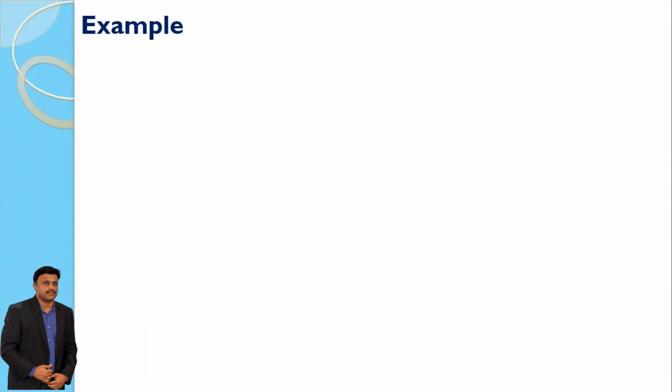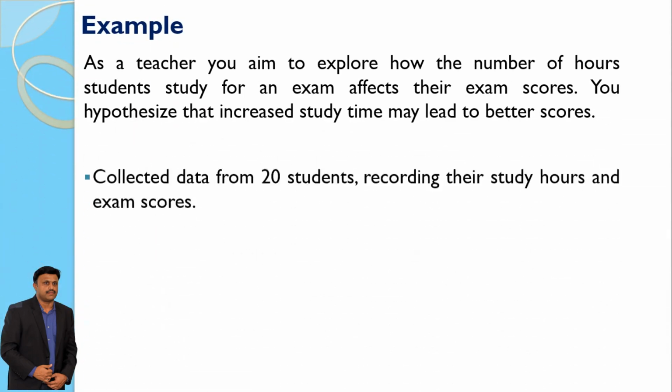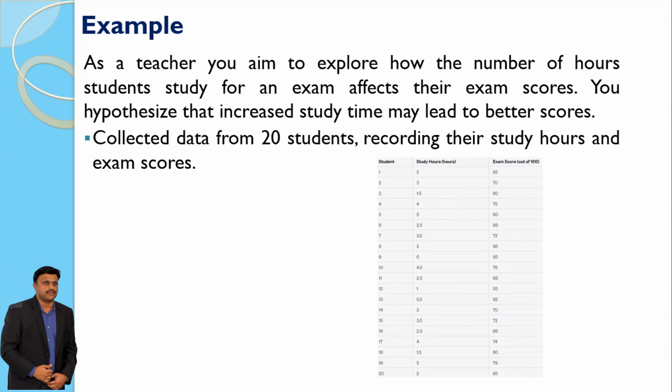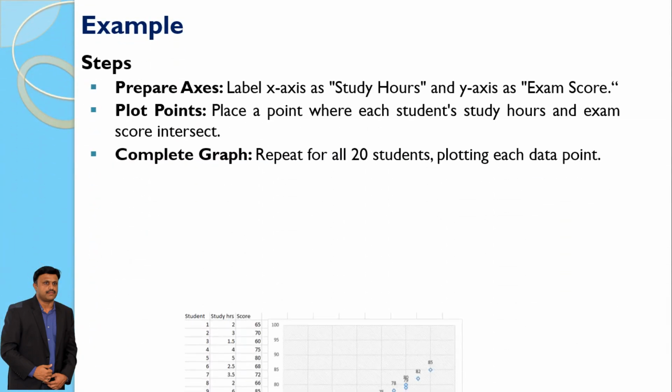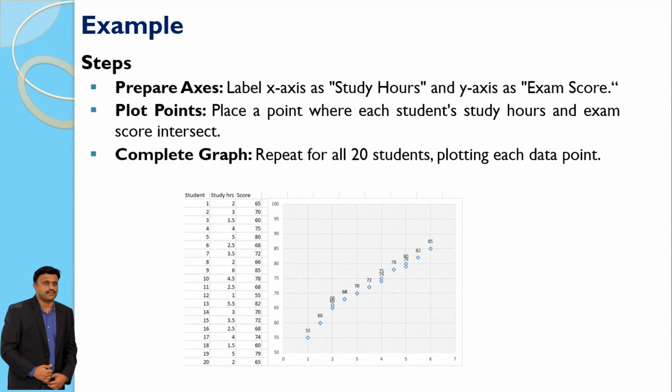Imagine you are a teacher exploring how study hours affect exam scores. You collect data from 20 students, recording their study hours and exam scores. To create a scatter plot, label the x-axis as study hours and the y-axis as exam score. Plot each student's data point and complete the graph for all 20 students.